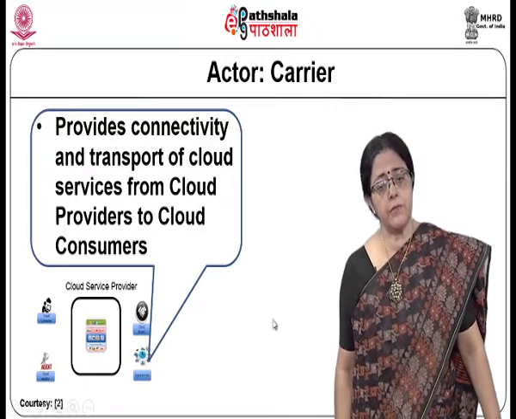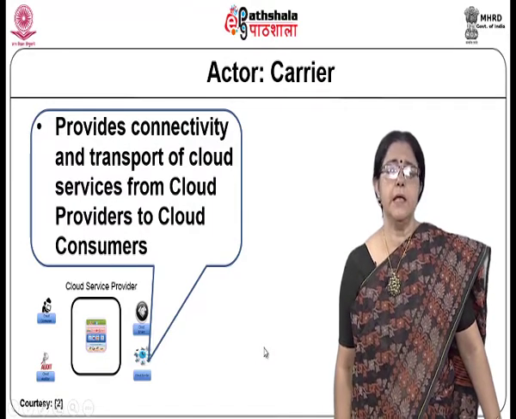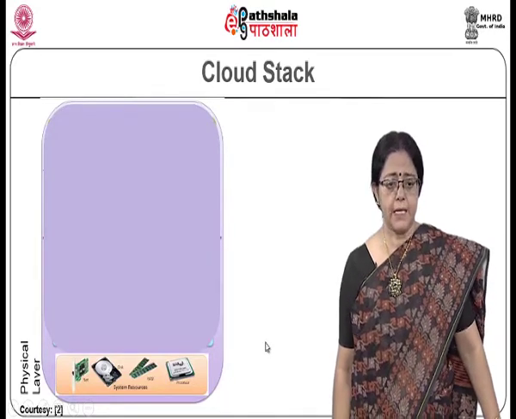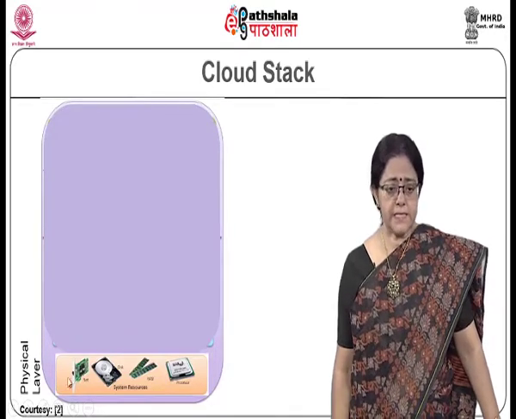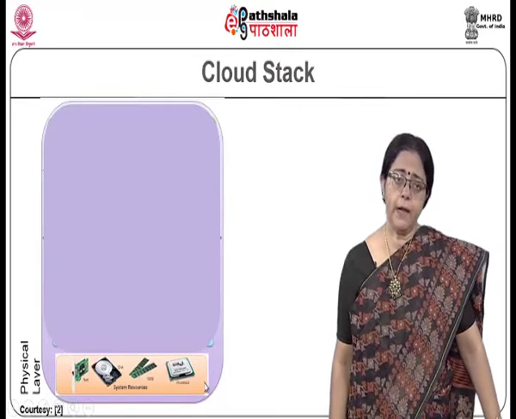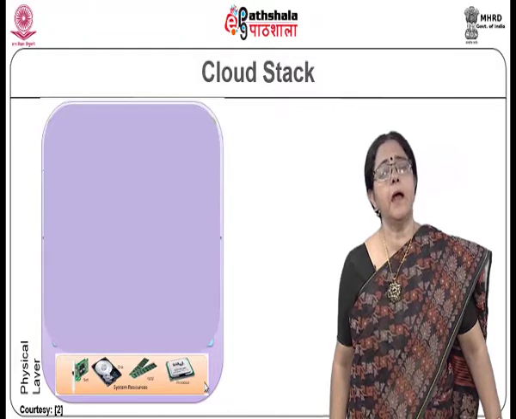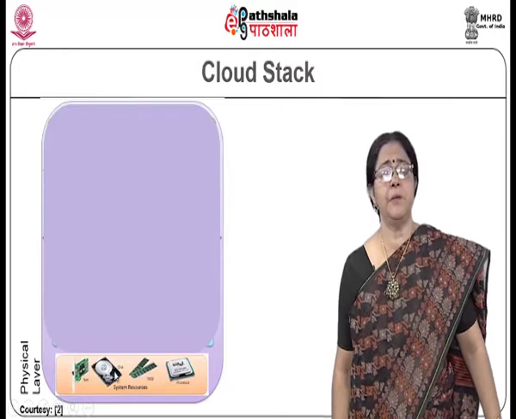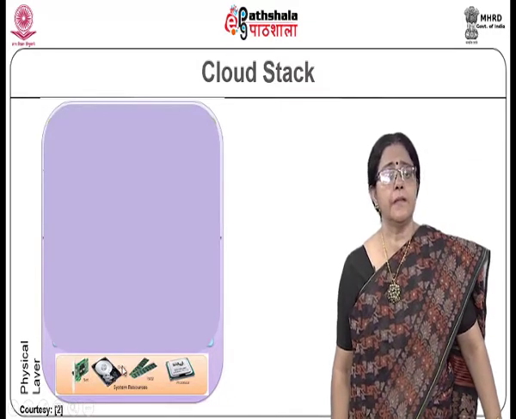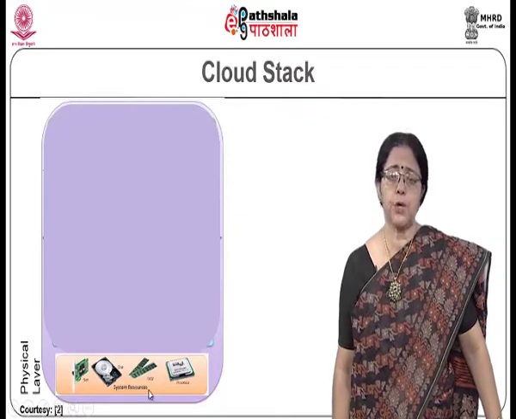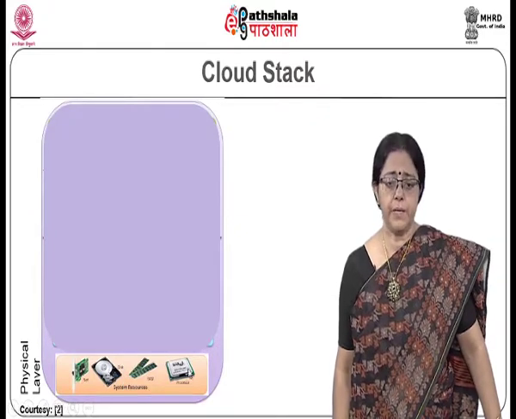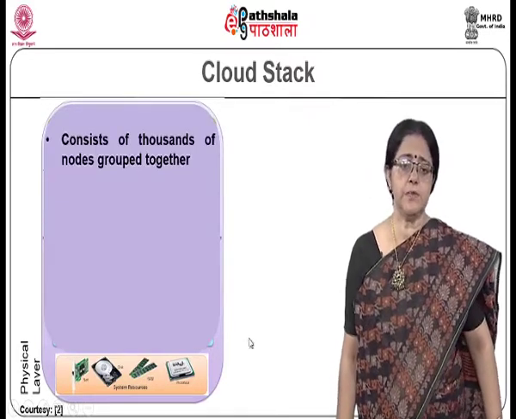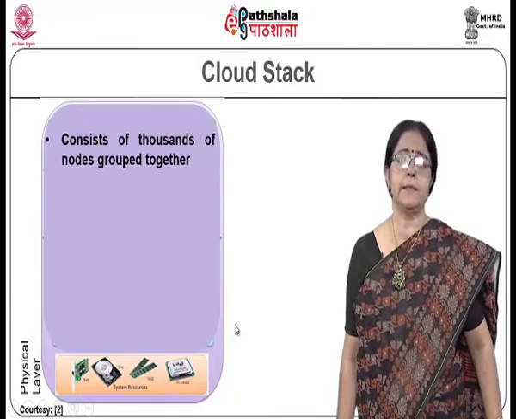So, once we have looked at all the actors, now let us go back and look at the detail of the cloud stack. In the stack, the first part is the physical layer, where all the required hardware is kept. This hardware will be your individual machines, the clusters, the networking components, the storage components. All these components will be stored in the physical layer. These are our data centers. They consist of thousands of nodes grouped together, that is the data center.